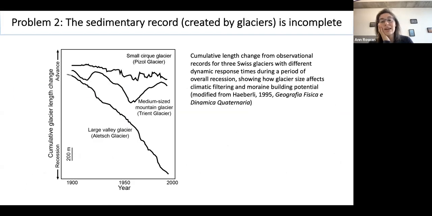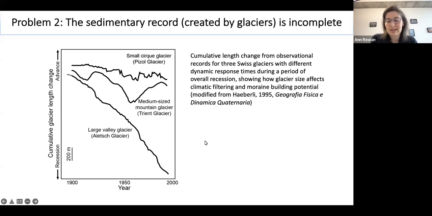But jumping back to mountain glaciers, we see a similar thing with different sizes of mountain glaciers. So this is an example comparing the length changes for three different mountain glaciers in the Swiss Alps. Over the same period of time, so assuming a similar climate forcing, small glaciers fluctuate more frequently than large glaciers during deglaciation.